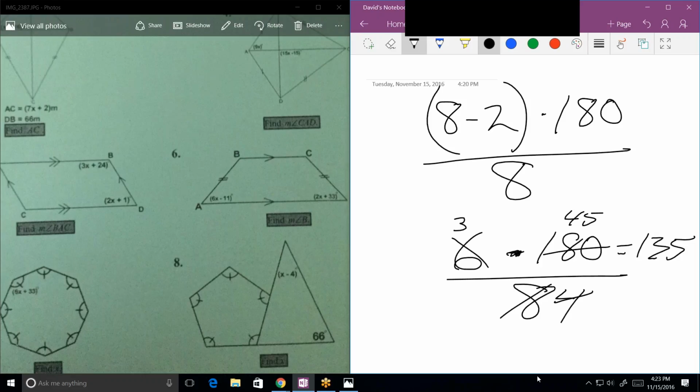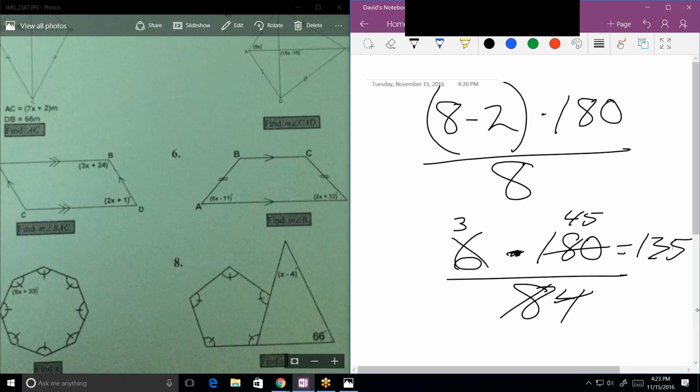Yeah, you're right. All right. So then we know that 6x plus 33 equals 135 degrees. Minus 33 minus 33. 6x equals 102 degrees. Divide both sides by 6. 17, I think, isn't it? X equals 18? I think it's 17.